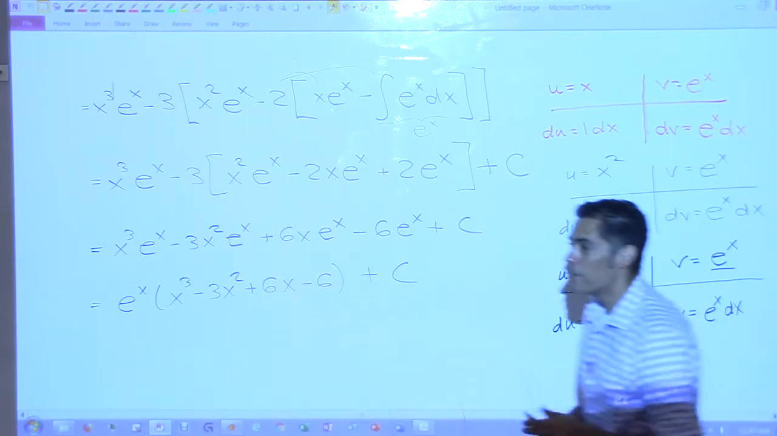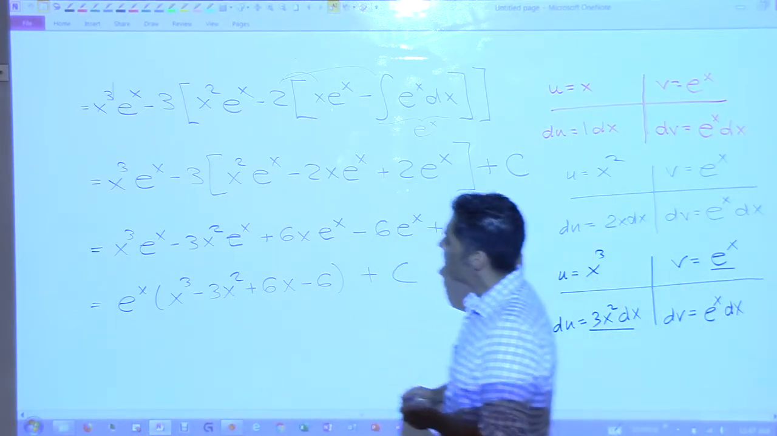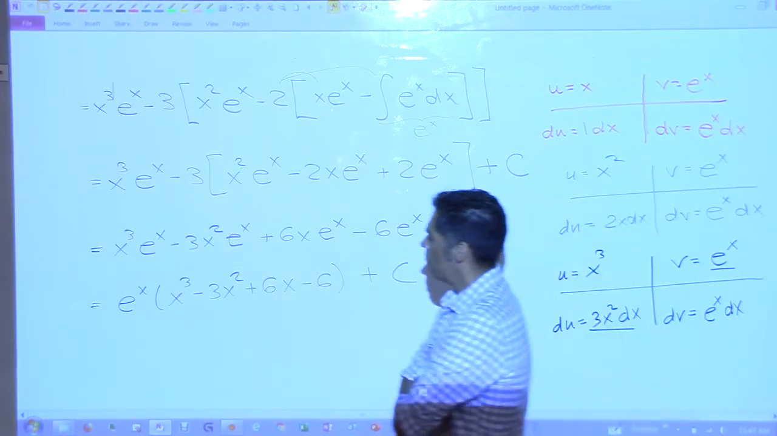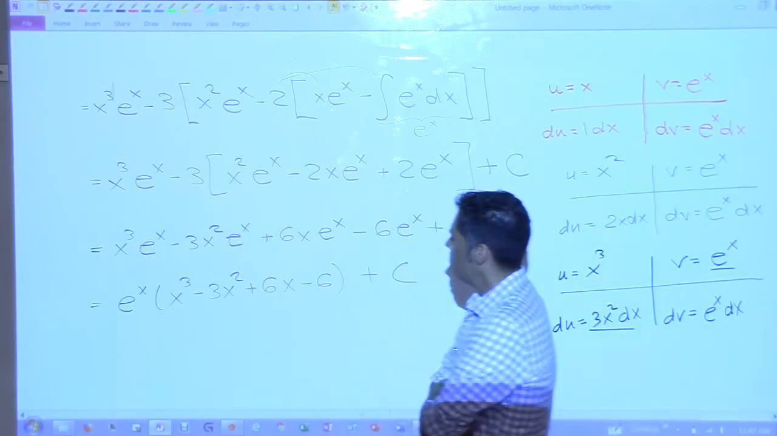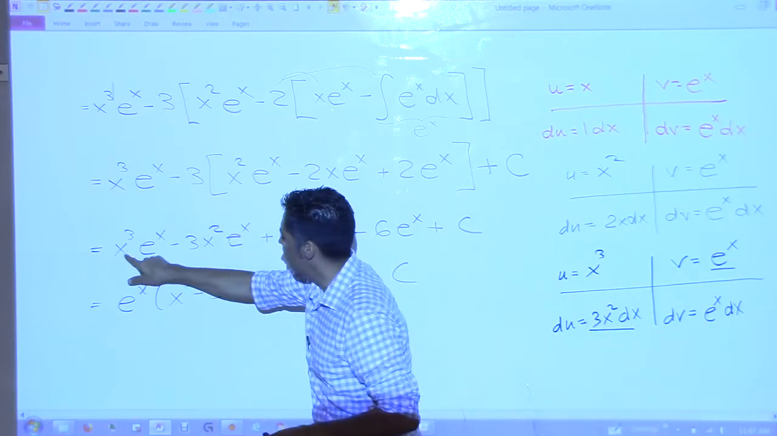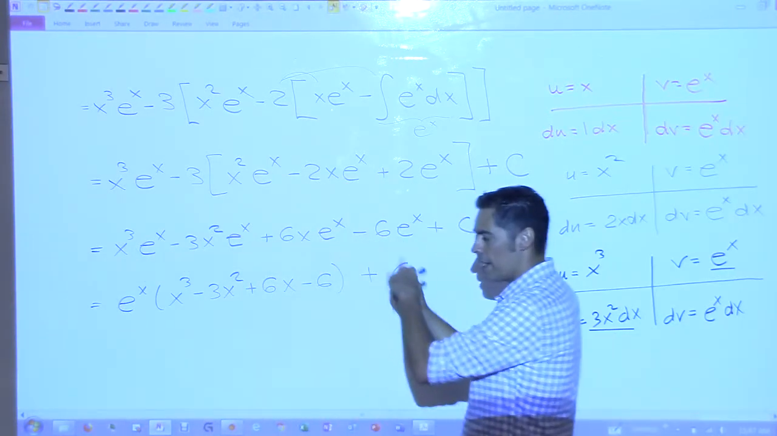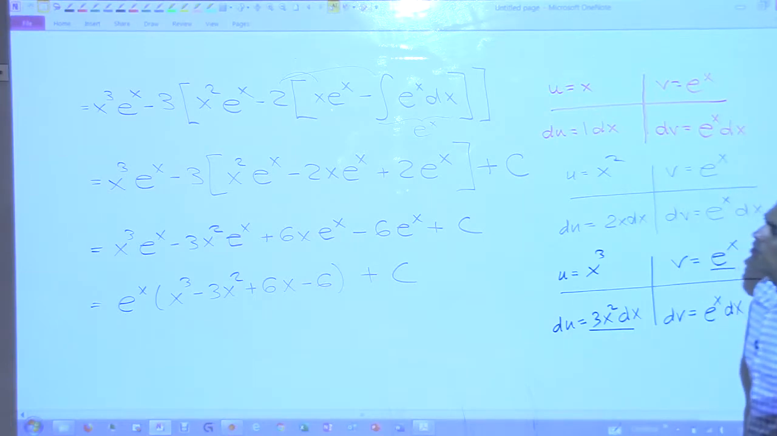Is that a pattern that we'll see other places, where once in those parentheses, it's just like the function minus its derivative plus its derivative minus its derivative, with the alternating signs? It's only for e to the x when it has a polynomial in front of it. Okay, so we can't do it arbitrarily for e to the x with anything, but if it's a polynomial next to it, yes.